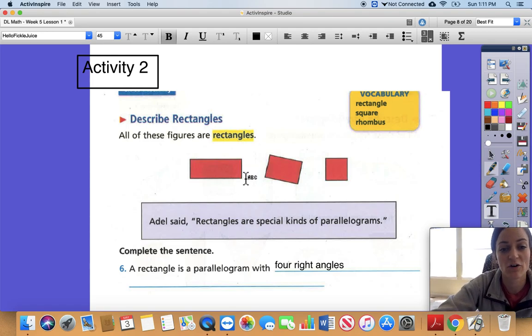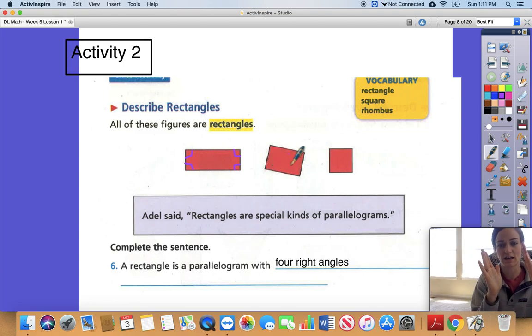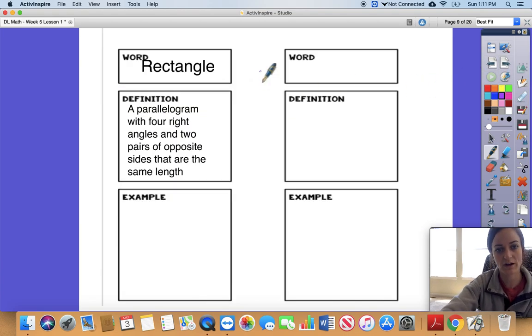But then a rectangle also has right angles. Okay? So if you look at all 4 of the angles in here, they make a square. They are right angles on every single one of these. So even though this rectangle is just kind of tilted on its side, if you look at the angle, it's still a right angle, okay? So that's what makes a rectangle a special kind of parallelogram. So if you have your journal, go ahead and write down this definition. A parallelogram with 4 right angles, so all 4 angles make a square, and 2 pairs of opposite sides that are the same length.